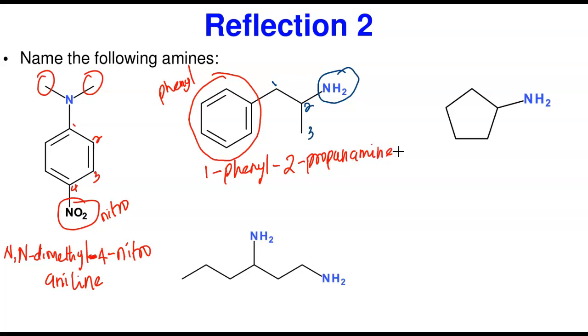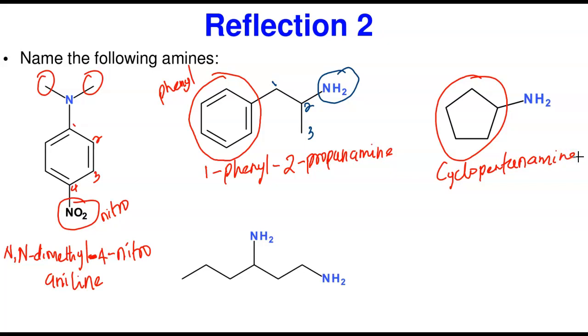Now, what about this one? This is a cyclo. Remember, this is cyclopentane. So what you just say is cyclopentane and put amine. So this is called cyclopentane. No, you have to remove the E. Cyclopentanamine. Yeah, that's how we name that.